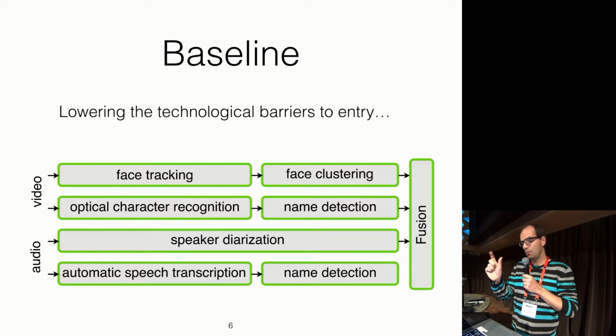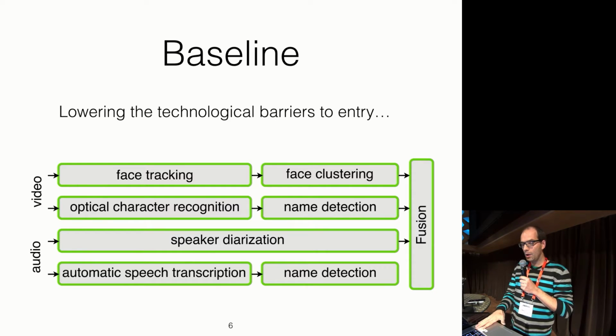Basically it answers the question, who speaks when, but anonymously; you don't have the actual identity of the speakers. And then we also provided the output of automatic speech transcription systems and name detection on top of those ASR outputs. And also, we provided three different fusion modules that would combine all those systems differently.